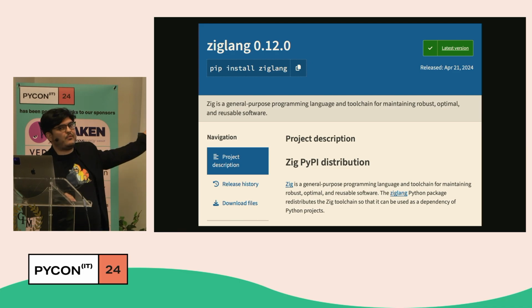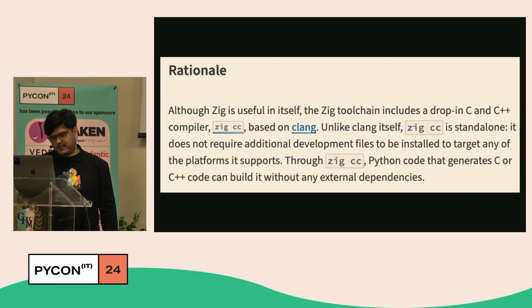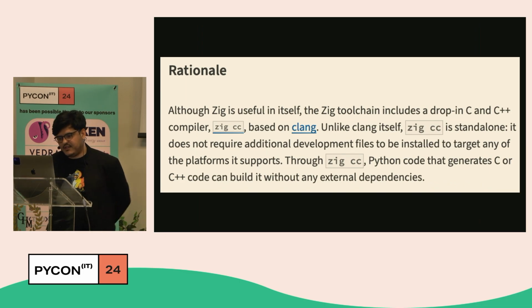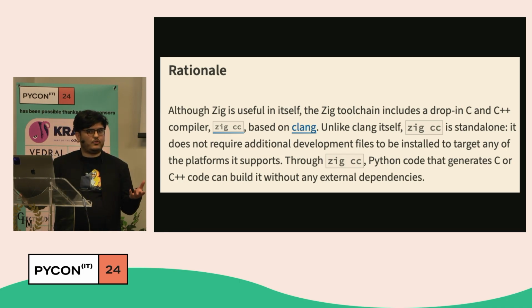And actually, you can get the same power in Python. pip install ziglang, and it works. You get Zig. Let me read you the rationale for this. Although Zig is useful in itself, the Zig toolchain includes a drop-in C and C++ compiler, zig cc, based on Clang. Unlike Clang itself, zig cc is standalone. It does not require additional development files to be installed to target any of the platforms it supports. Through zig cc, Python code that generates C or C++ code can build it without any external dependencies. And this is how you make your build actually portable, in a sense.